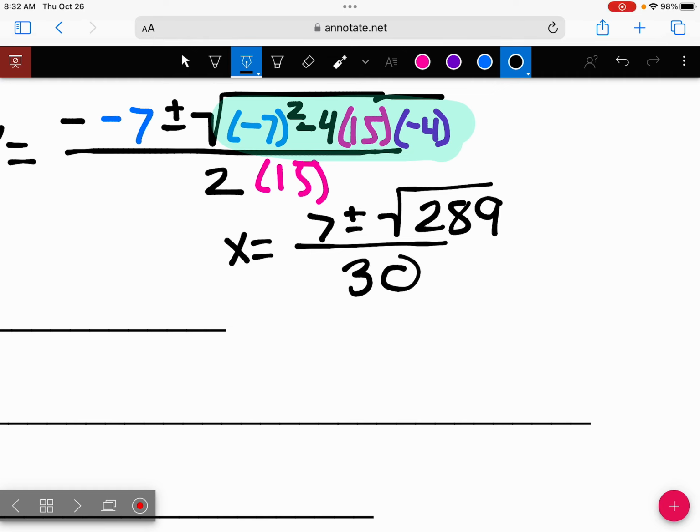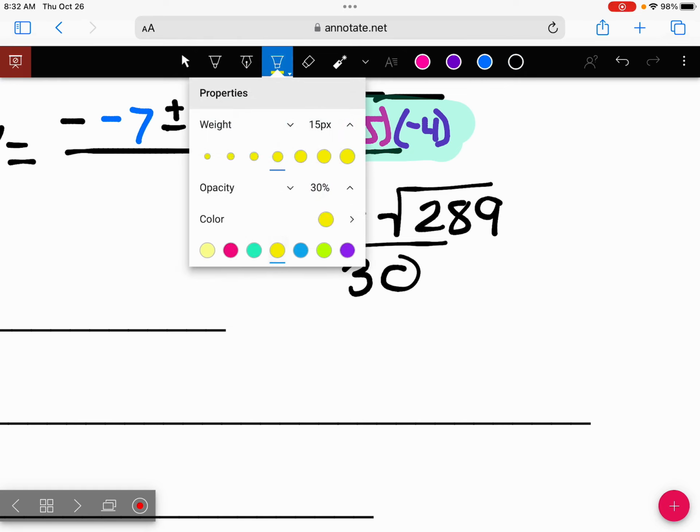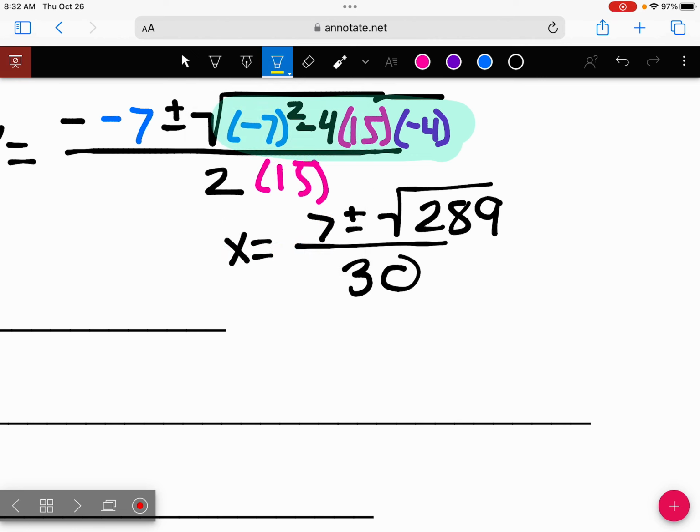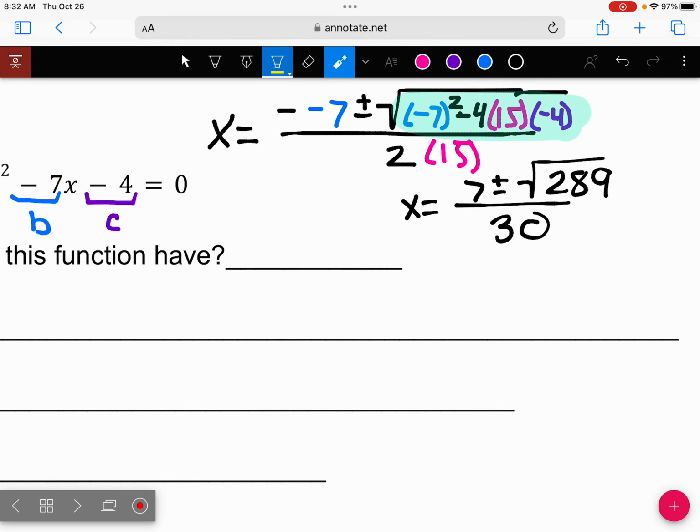Over 30. So right here, we'll be able to answer the first question. Are we going to have real answers or imaginary answers? Real. How do we know that? Because it's positive under the radical. I'm not going to have an i. Since this is a number, I'm going to be adding a thing and subtracting a thing. So we know we're going to have 2 real answers.